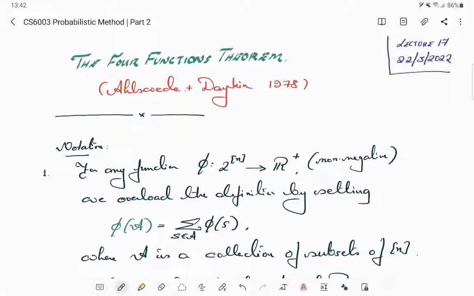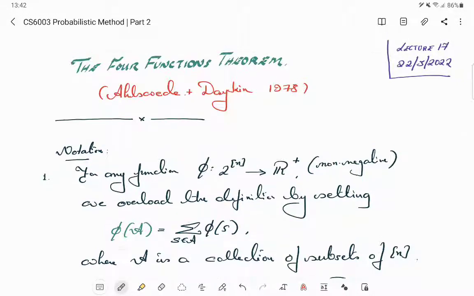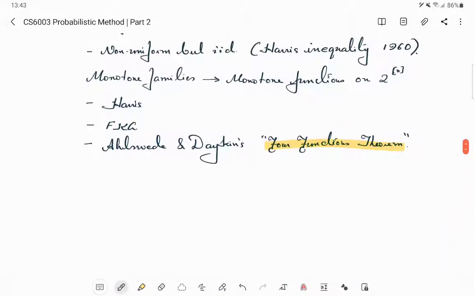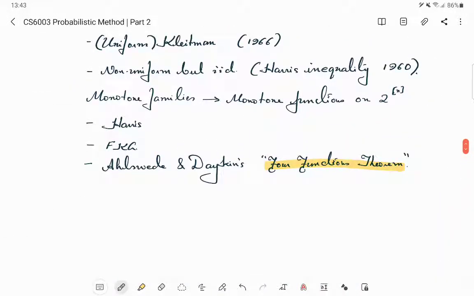To lecture 17. In this lecture, we will discuss the four functions theorem, which is a significant generalization of Kleitman's inequalities that we have been studying in the last two classes. This is not the first generalization of Kleitman's inequalities. In fact, we had mentioned there are other generalizations also. And this FKG is a very useful and famous generalization.